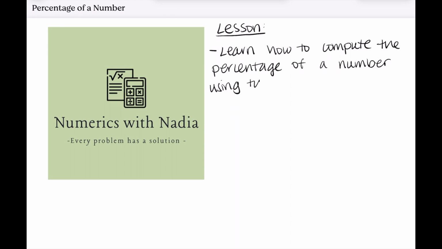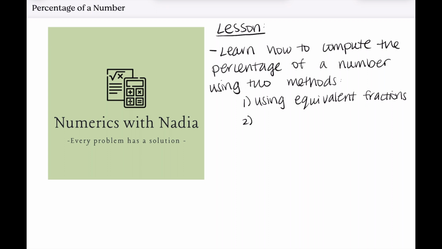And we're going to do this using two methods. So you can use whichever method you prefer or makes more sense to you. The first method is going to be using equivalent fractions, and we'll go through examples to figure out what that means in a little bit. And the second method is going to be using a decimal multiplier.